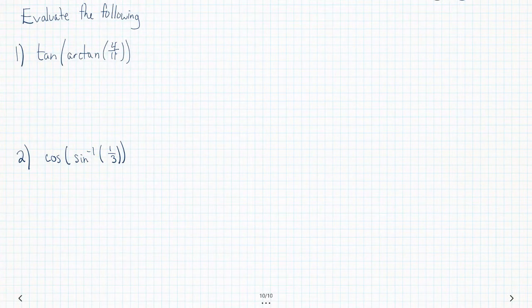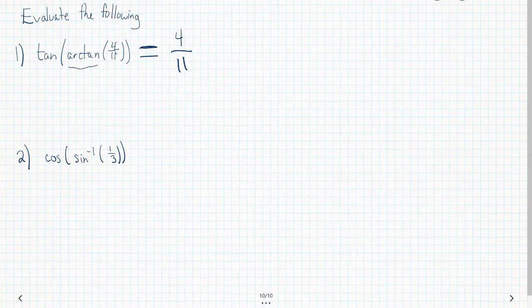Okay, we'll finish up. Evaluate the following. We have tangent of arctangent of 4/11. Well, the beautiful thing here is these two things are inverse functions. So since they're inverses, these things kind of cancel. The reason we can get away with that here is because we're talking positive, so there's nothing really to worry about. And so we get our answer very quickly, since these two match, is 4/11.